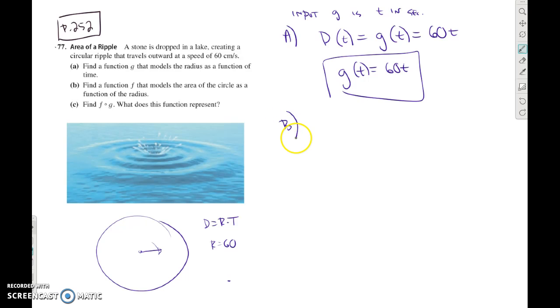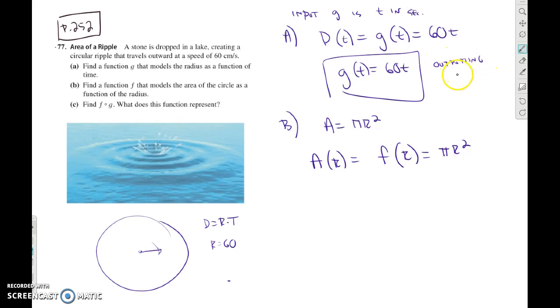Part B asks us to find a function f that models the area as a function of the radius. Well, area is pi r squared, as you know. So this area function as a function of r is the function we're calling f. So f of r is pi r squared. This g function is inputting t and outputting the distance, the radius.